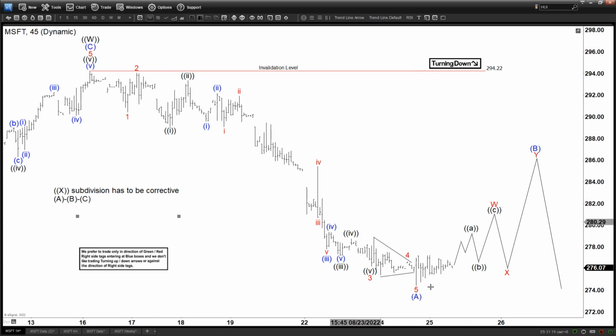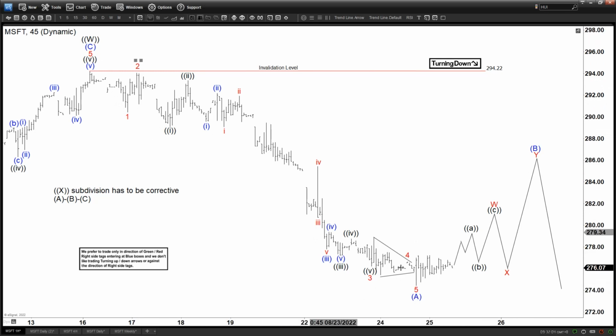So again, if you want to see how to make sense of the subdivision, you focus on one lower degree than the intermediate blue color here, which is the red, the minor degree. So if you want to see the subdivision of the A, you focus on the minor degree, which is in 1 2 3 4 5 like this, not in Roman numerals but just regular numbers. So that will be your subdivision, right? So we're looking for an ABC zigzag to finish the X, right?